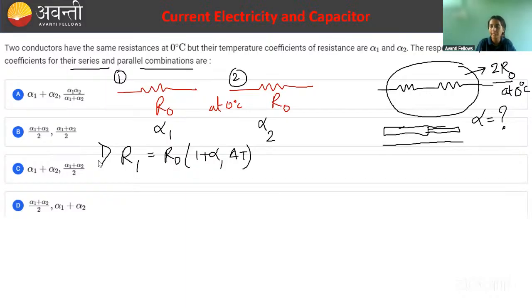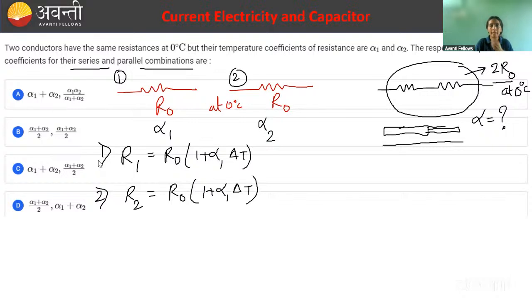This is the formula, right? This is how resistance changes with the temperature. So this is the formula. For the second rod, if you write how much its resistance will have increased: the R2 value after the increase of delta T temperature will be R naught (1 plus alpha 1 delta T).